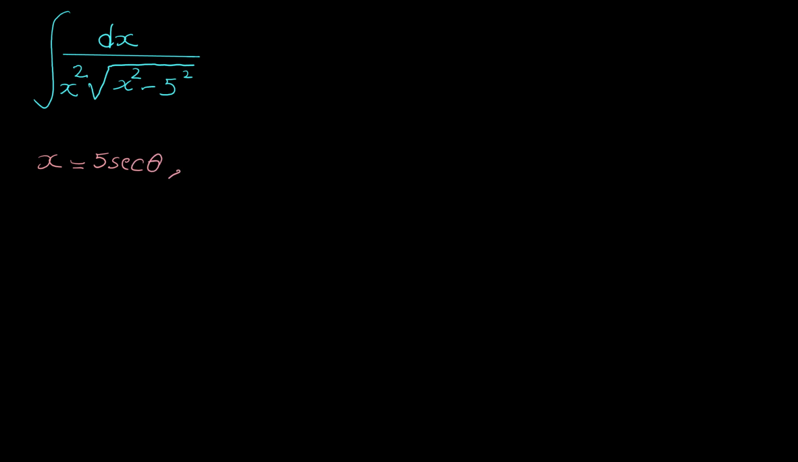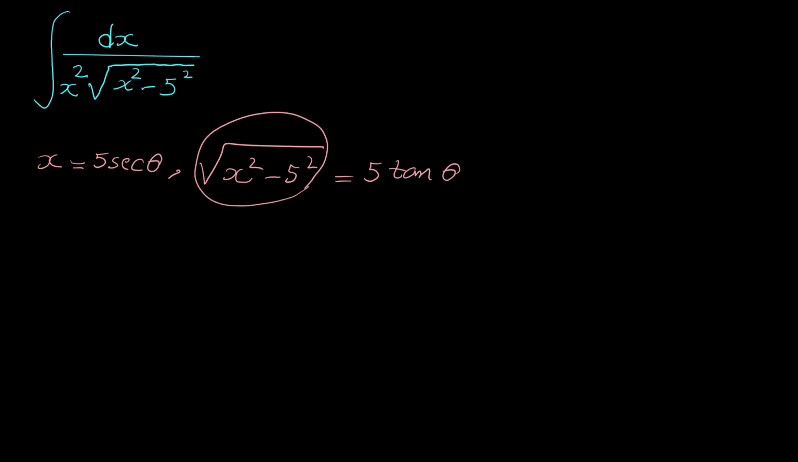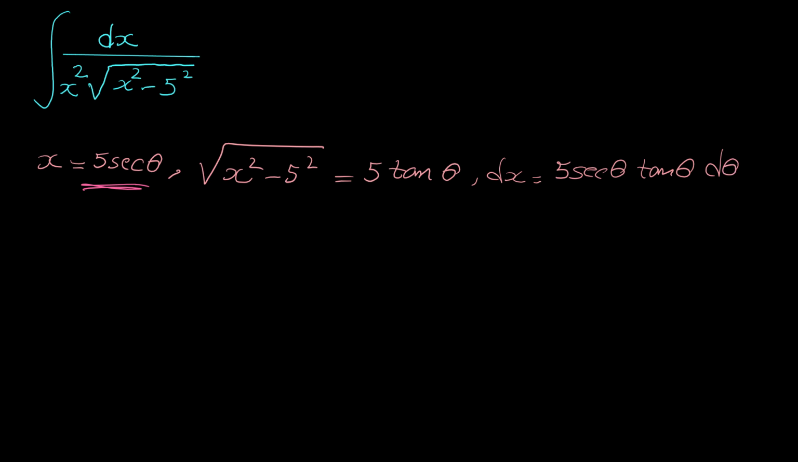And as I explained in the beginning of the video, by this substitution, all of this radical would be what? All of this radical equals 5 tangent theta. If you remember, always this radical equals a, which in this case is 5 tangent theta. You don't need to do the calculation again and again for every single question. 5 tangent theta. And what about that dx in numerator? That dx is derivative of x, derivative of this, which is 5 secant theta tangent theta d theta.